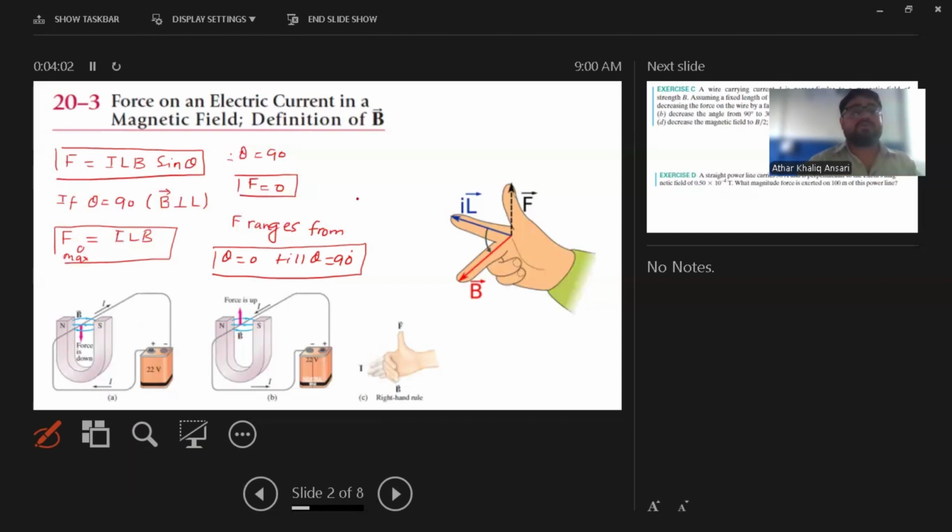Now here is one more thing that you have to remember. The direction of the magnetic force is found by the right hand rule, and it is always perpendicular to both the magnetic field and the current. You have to remember that it is perpendicular to both the magnetic field and the current.